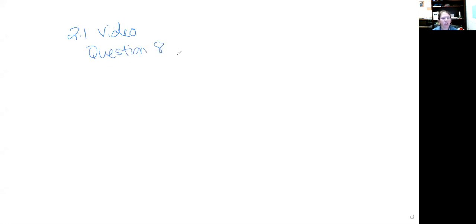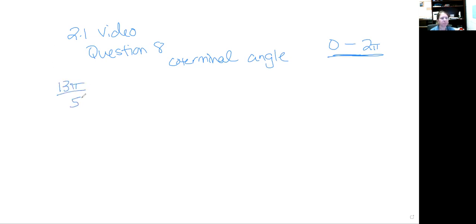It asked you to find the coterminal angles of these, and it wanted your coterminal angle to be between 0 and 2 pi. This was the reason why some of you guys missed this question. Your angles were not between 0 and 2 pi. So one of the first ones that I looked at was 13 pi over 5, right?